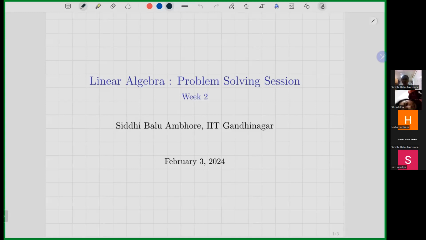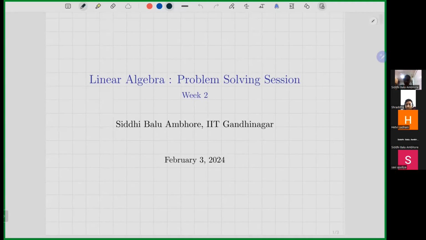Welcome to the problem solving session for linear algebra. I'm Siddhi Balu Ambore from IIT Gandhinagar, and we will discuss the problems related to the syllabus from week 2, that is, problems related to linear independence, dimension, basis, and a few problems related to the replacement theorem. So let us start.